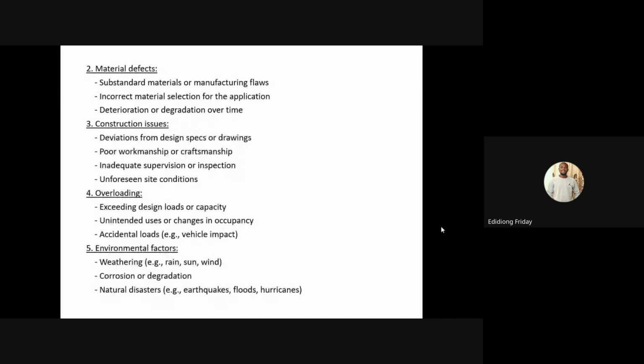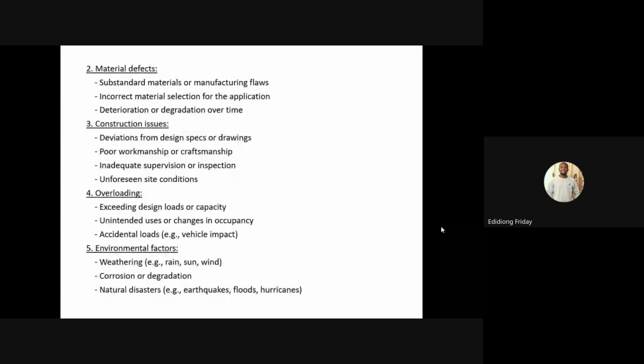Now the foundation that's already on ground was not designed to carry this much load, and now there's an additional load. So that is another cause of structural failure, when the design loads anticipated is exceeded. Okay, unintended use or changes in the occupancy.